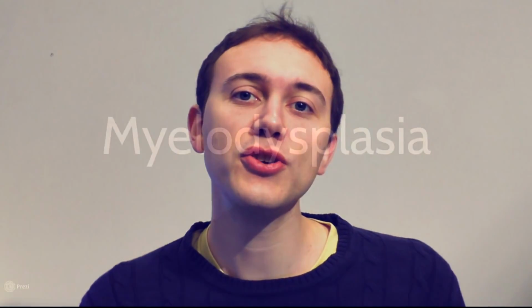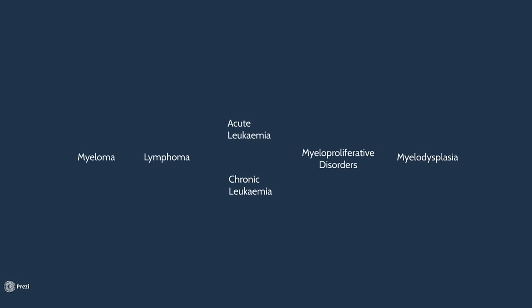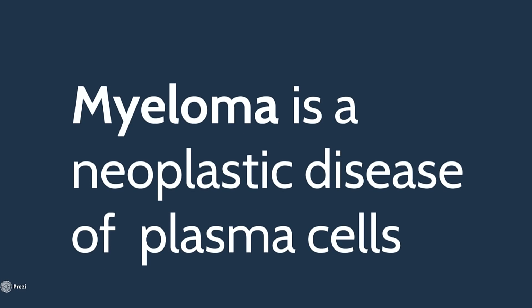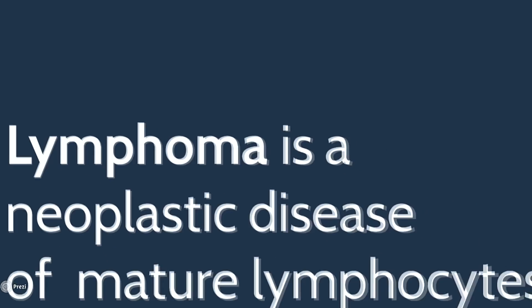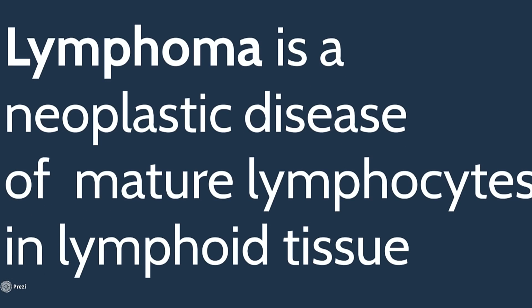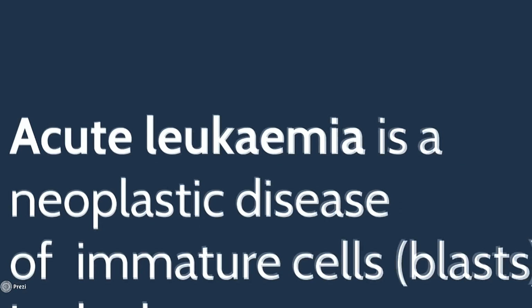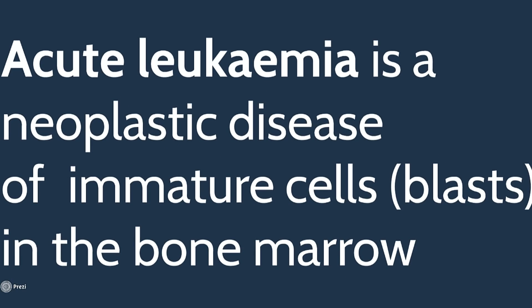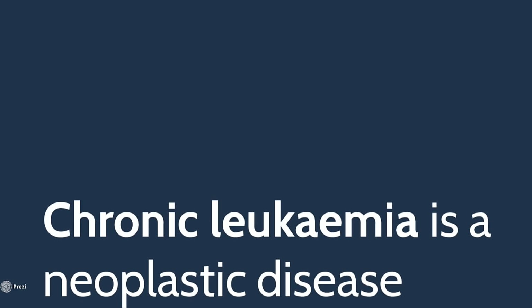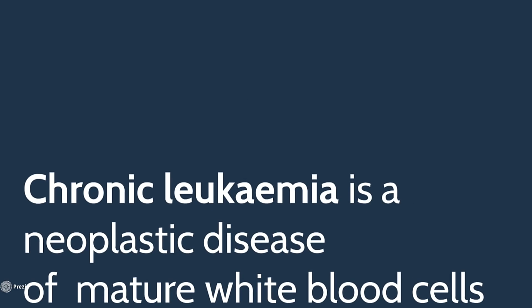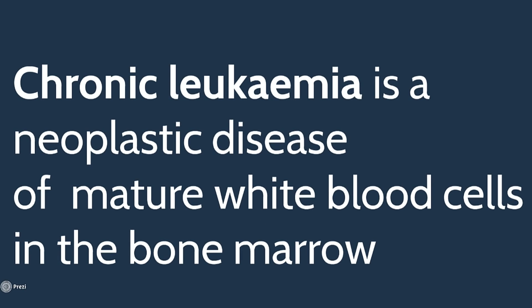Okay, so that's it. You should now have a very basic understanding of the main malignancies in hematology, and we'll just go over those again now. Myeloma is a neoplastic disease of plasma cells. Lymphoma is a neoplastic disease of mature lymphocytes in lymphoid tissue. Acute leukemia is a neoplastic disease of immature white blood cells called blasts in the bone marrow. Chronic leukemia is a neoplastic disease of mature white blood cells in the bone marrow.